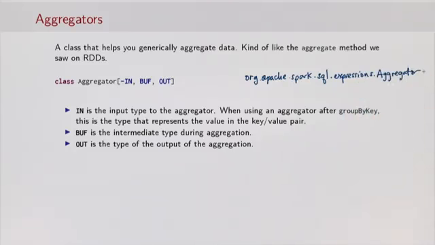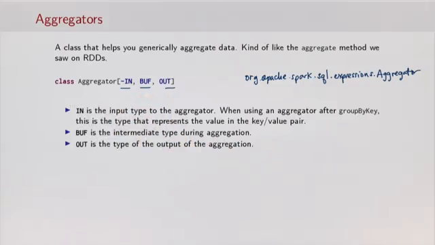First things first, you've got to know where this thing is. It's inside of Spark SQL expressions, so you're going to have to import this Aggregator thing to use it. Okay, but what is this Aggregator class? The first thing you might notice is that it has three types: a type IN, a type BUFF, and a type OUT.